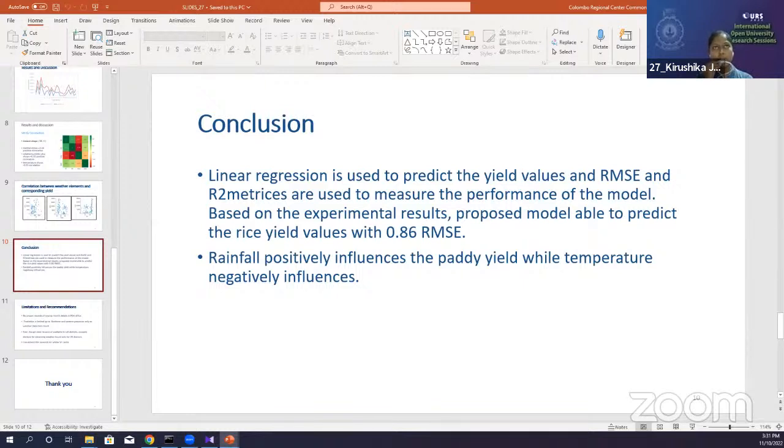Some years it will accurately start in April. Sometimes it starts in May, like that it changes. So for that year, I have calculated the weather parameters for that April. Other years from May, like that I have changed.